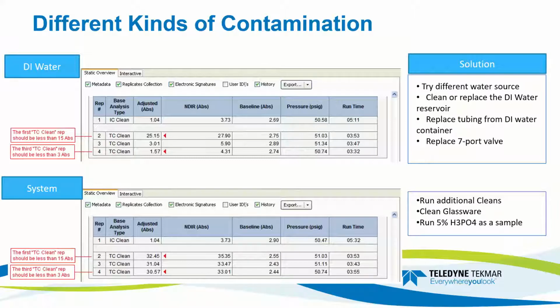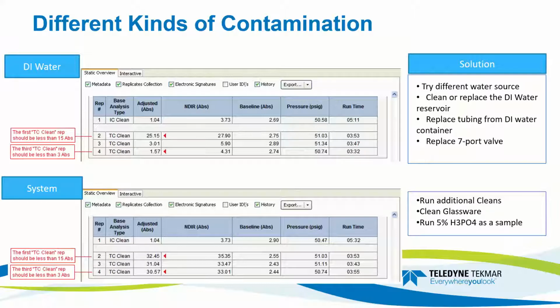So if you see a really high TC clean on the very first one, but it continues to go down, clean or replace the DI water in the reservoir, replace tubing from the DI water container, or maybe if you might have some particulates or other items that can't be rinsed out, you might have to replace a certain valve or a port, 7-port valve.